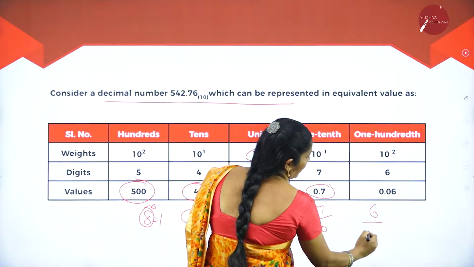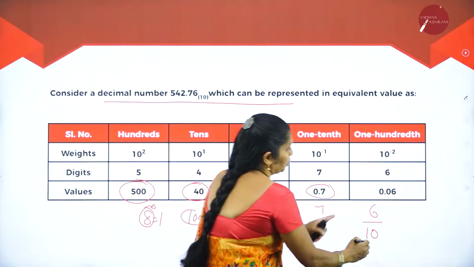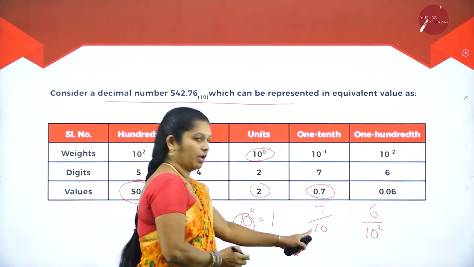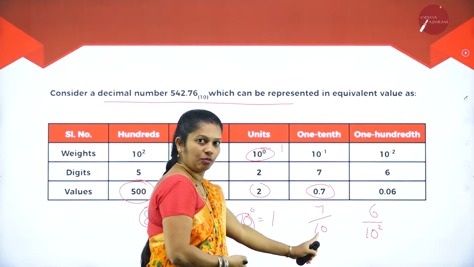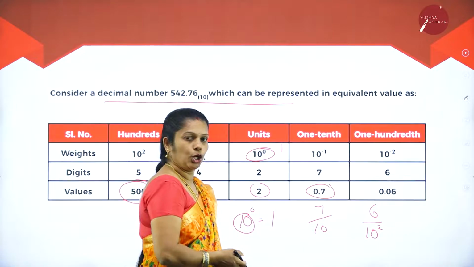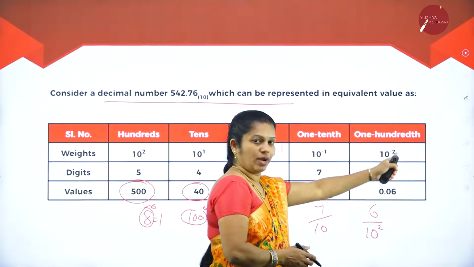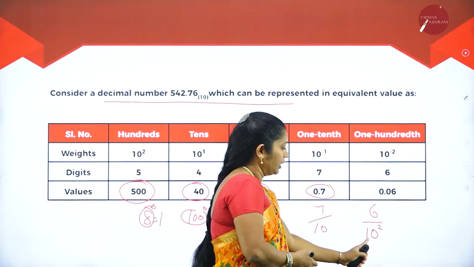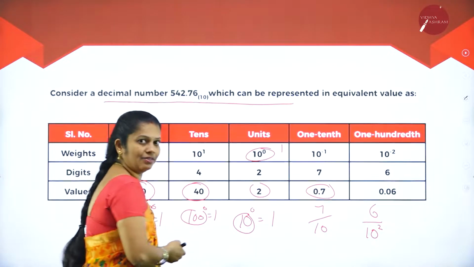6 divided by 10 to the power of 2, here we have to write. If you want to make it positive, write down the denominator, then automatically you get the value. Here it is 10 to the power of minus 2; to make it positive, 10 to the power of plus 2. The division pattern we have written.